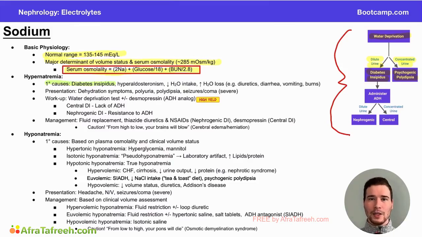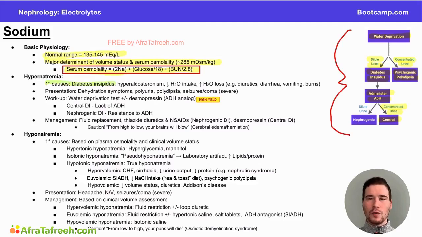The next thing that we need to do is determine, is this central? Are we not producing ADH, or is this nephrogenic and that we're not able to respond to the ADH? And you do this through administering ADH or desmopressin. If this now causes our urine to become concentrated, that indicates we have a central cause.